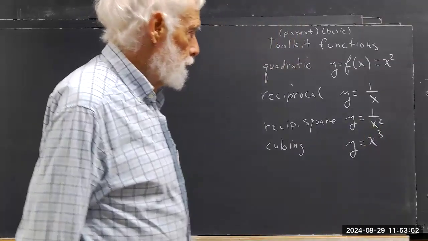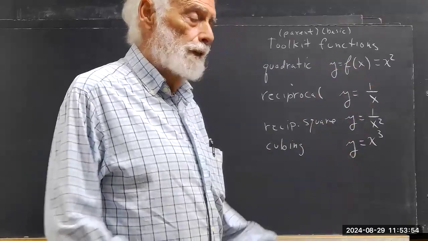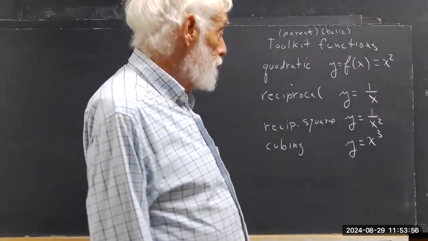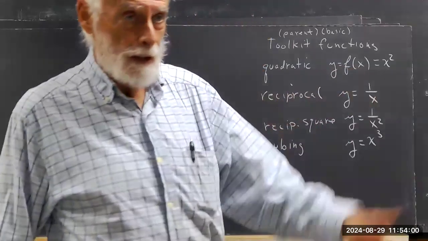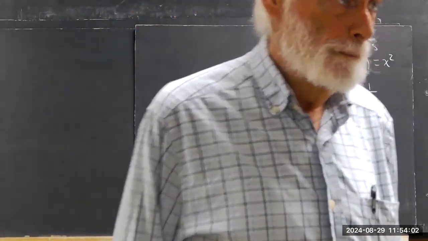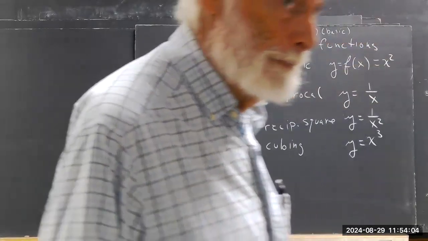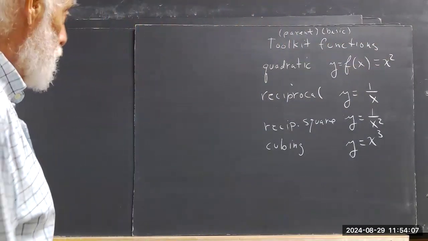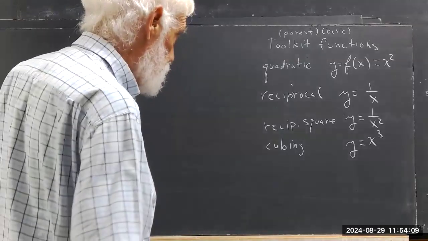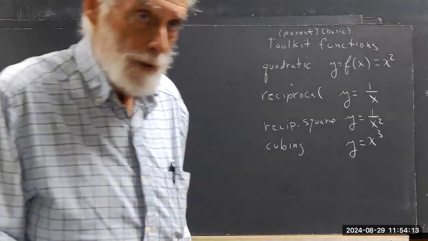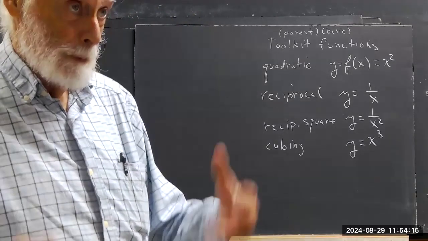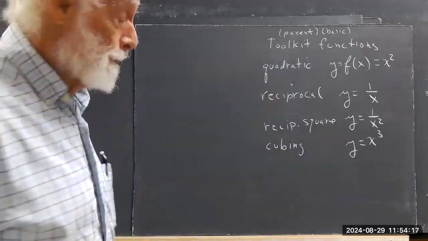And you've got a cubing function. So the cubing function is just like the square function, except you've got one higher power. And the reciprocal square is just like the reciprocal function, except you've got a higher power in the denominator. The power is one higher. Okay. And the graphs have a lot in common, but they also have some differences that are important. We're not going to talk too much about those at this point, but we'll talk about them later. Okay.